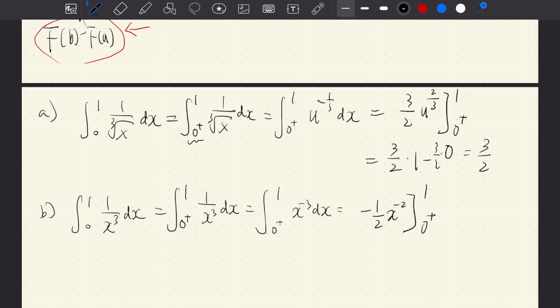So here you can see that for the upper limit, you can just plug it in. So this is negative 1/2 because 1 to the negative 2 power is just 1. And you have to minus the limit as x goes to 0 from the positive side of negative 1/2 x to negative 2. Now we can see that when x goes to 0 from the positive side, we can write this as something like this.